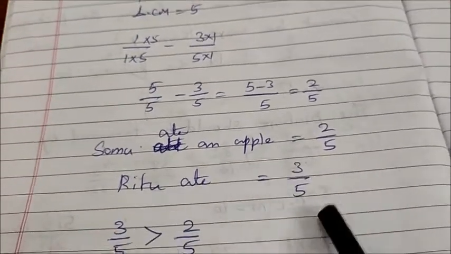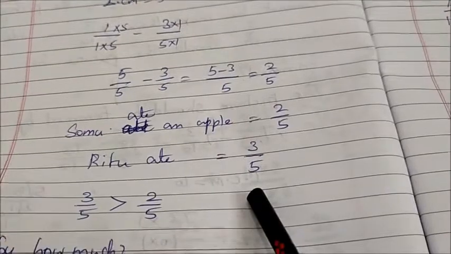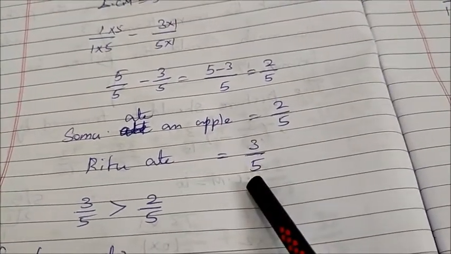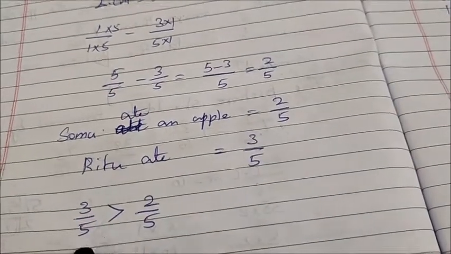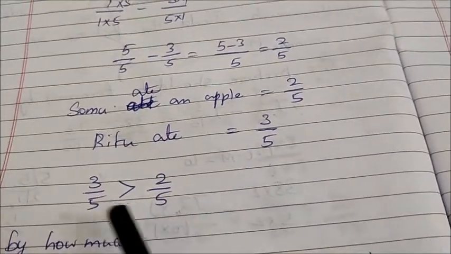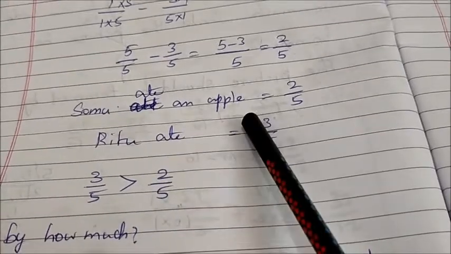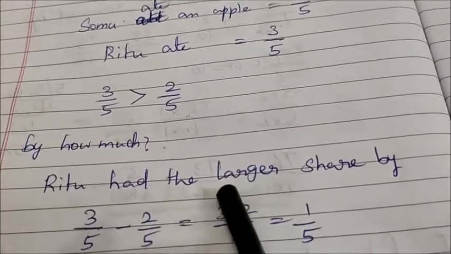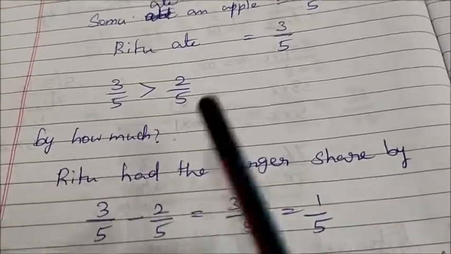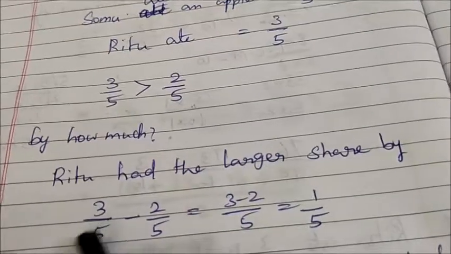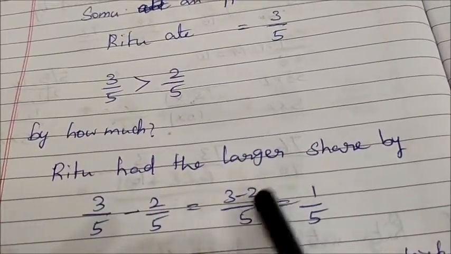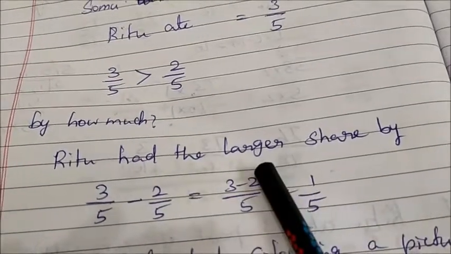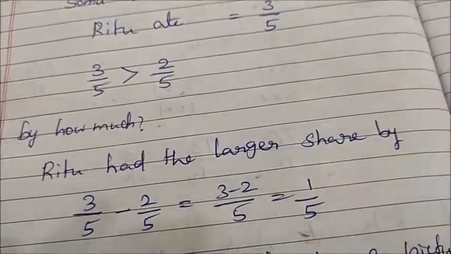Ritu ate 3 by 5. Which one is greater, 2 by 5 or 3 by 5? They have the same denominator, so 3 by 5 is greater than 2 by 5. That is, Ritu ate the larger piece. And how much more, they have asked. So Ritu had the larger share by, we subtract these two fractions, 3 by 5 minus 2 by 5. So 3 minus 2 by 5 is 1 by 5. So Ritu has a 1 by 5 part larger share.